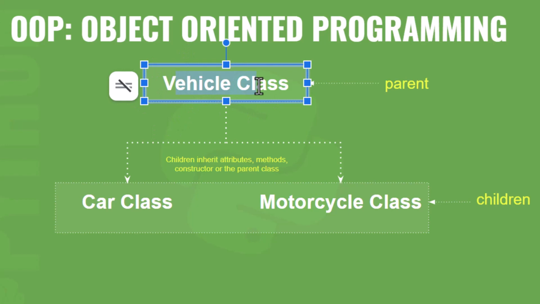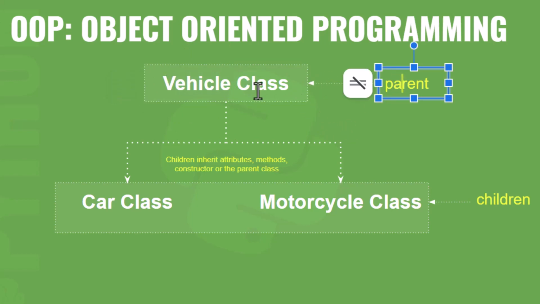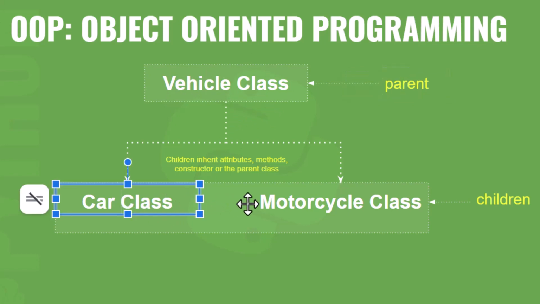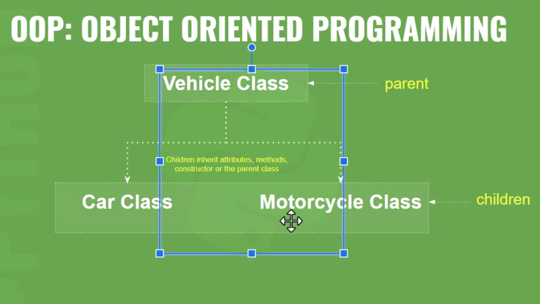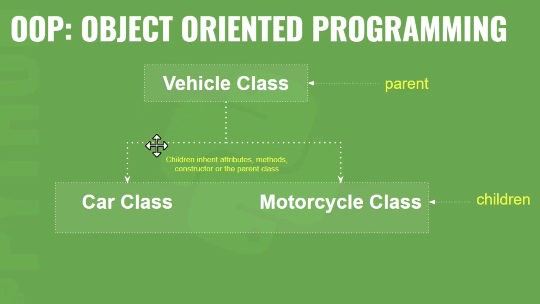Here I have a vehicle class, and this is considered the parent class. This vehicle class has a constructor, attributes and methods. It has all these things inside of it, and we're also going to create a car class and a motorcycle class, and these are going to be considered the children. The way inheritance works is that these two classes will be able to accept all of the attributes, methods, and the constructor from the vehicle class. It's going to inherit those things from the vehicle class, and that is the general idea behind inheritance.